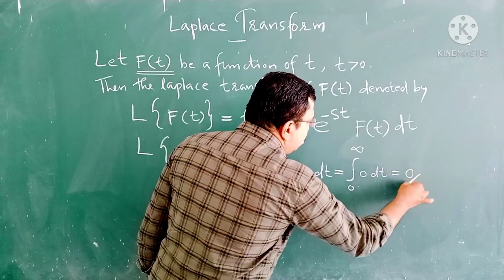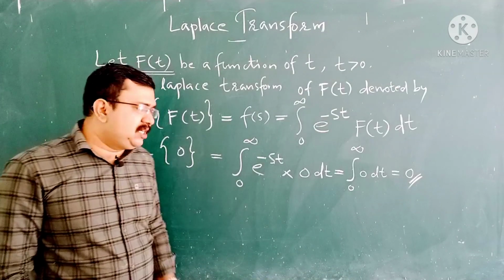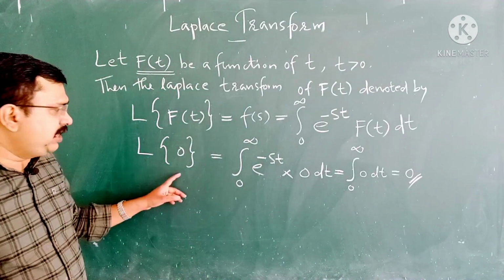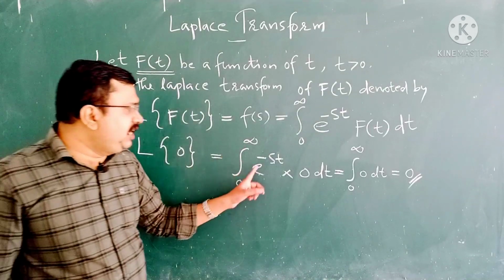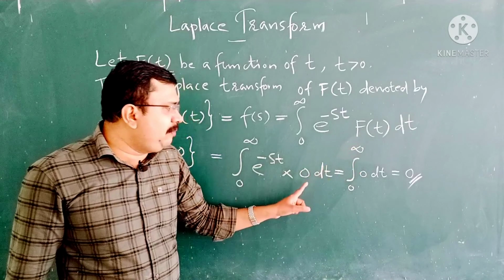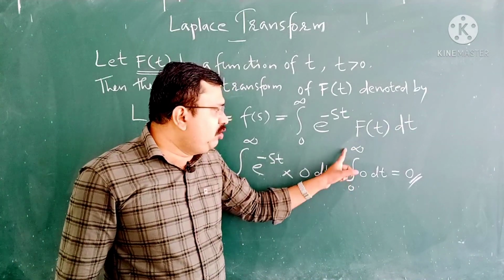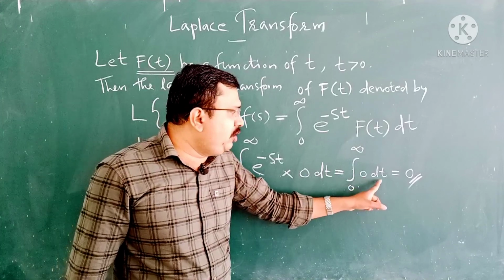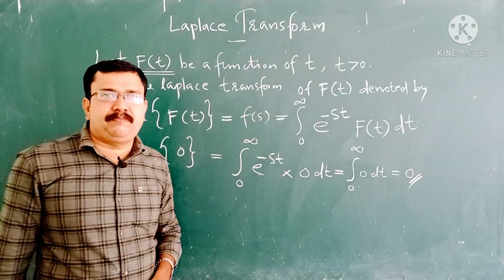The answer is 0. Therefore, remember that our first result is L{0} equal to the integral from 0 to infinity of e^(-st) into 0, since f(t) is replaced by 0. Therefore, the answer is the integral from 0 to infinity of 0 dt, which equals 0. First result. Please write it down.